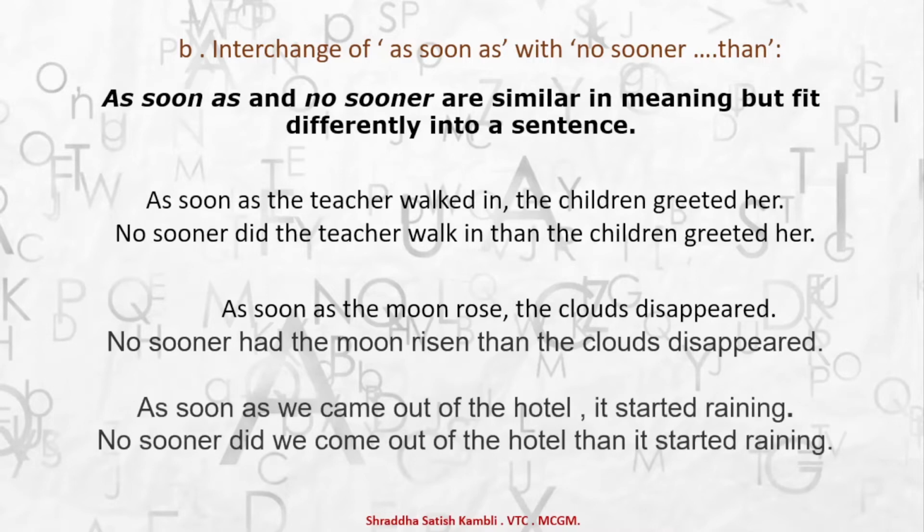Okay? Then you have, as soon as we came out of the hotel, it started raining. No sooner did we come out of the hotel than it started raining. So you can see in each case, the "as soon as" has been taken away, done away with, and we have added "no sooner than". Okay, so this is how we interchange "as soon as" with "no sooner than", and then we do certain transformations here. Coming to the next type, where we interchange the degree of comparison.